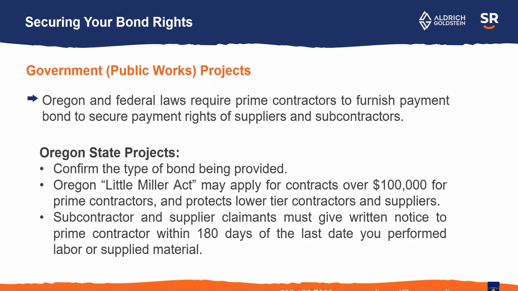It applies to contracts over $100,000. And again, as a sub or a supplier, it can protect your right to get paid. There are specific notice and timing requirements that I put in the presentation. So latest on Little Miller Act in Oregon, you need to provide that notice within 180 days of the last date you performed work or supplied material to the project.